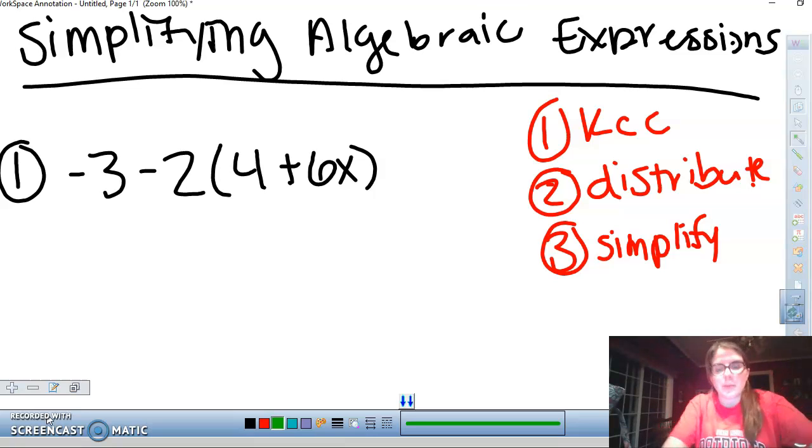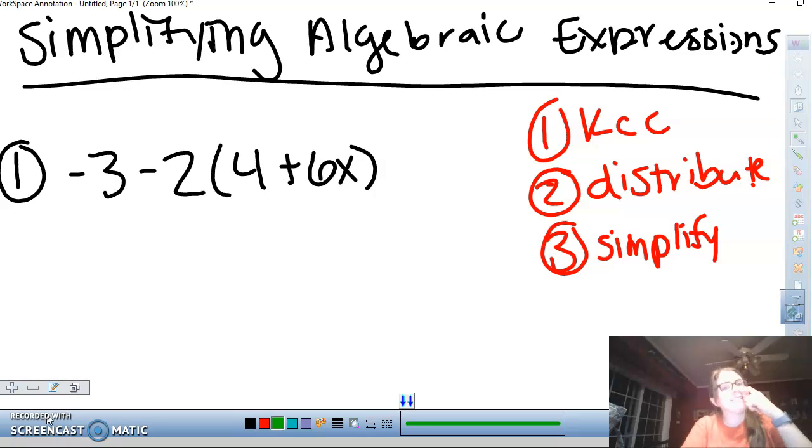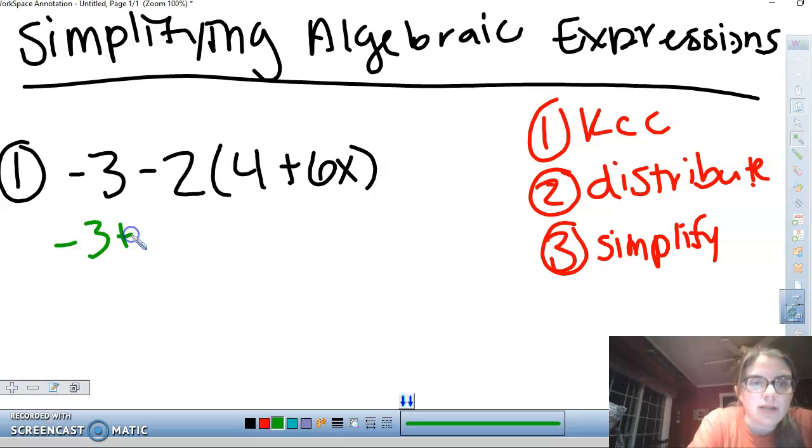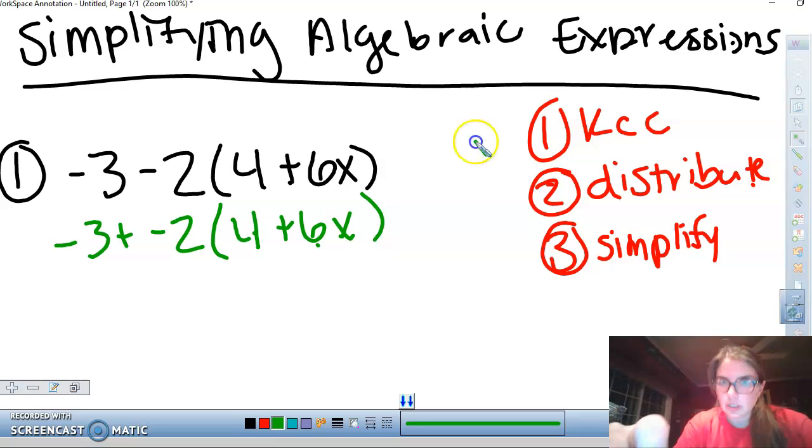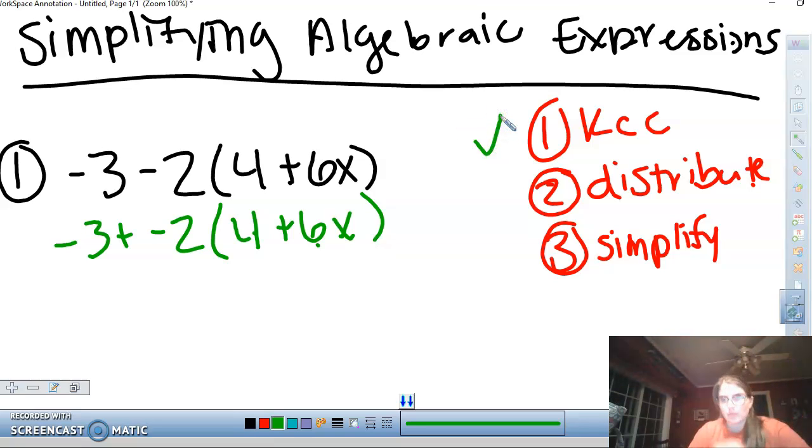So if I'm looking at the first problem, I have -3 minus 2 times the quantity 4 plus 6x. So first I keep, change. So I'm going to have -3 plus a -2 times 4 plus 6x. Okay. So step 1, check. Step 2, now I need to distribute.